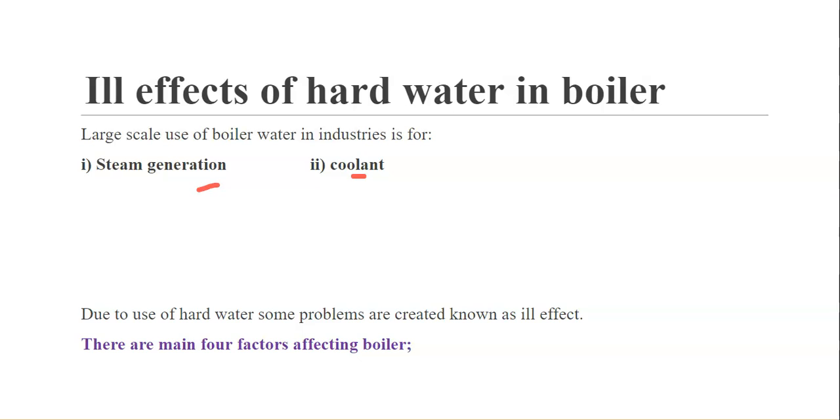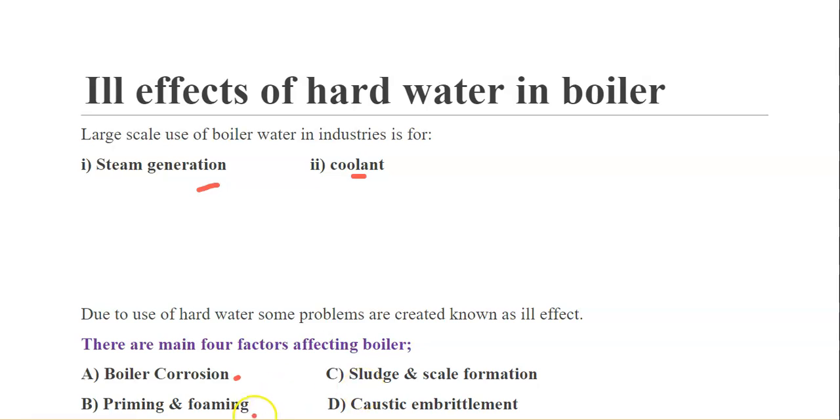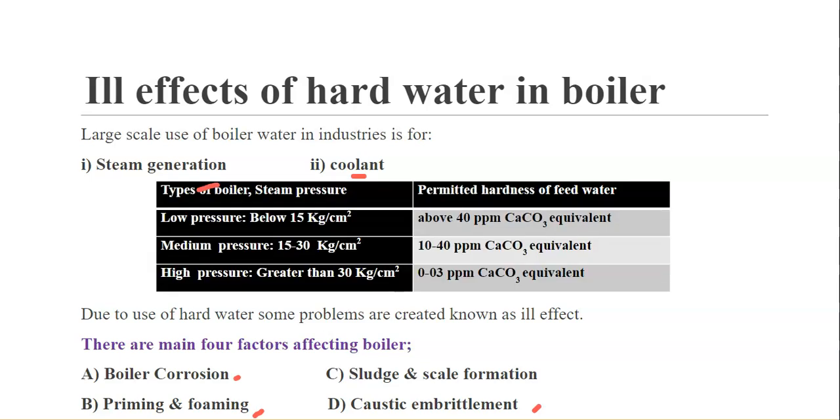So there are main four factors which affect the boiler. The first is boiler corrosion, second is sludge and scale formation, then it is priming and foaming, and last is caustic embrittlement. So these are four ill effects of using hard water in boiler. Also, depending upon the pressure at which the boiler is operating, different level of hardness of water is permitted.